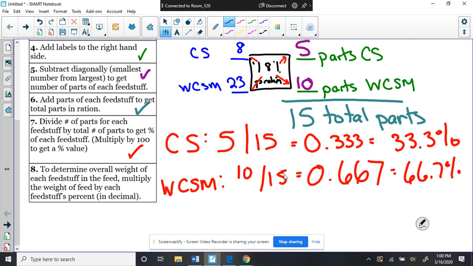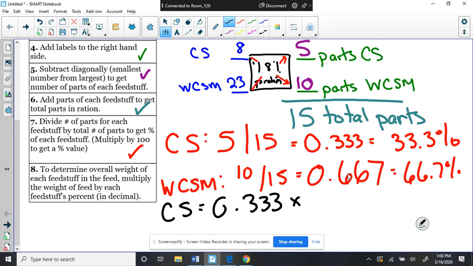So the last step says that to determine the overall weight of each feedstuff in the feed, because that's usually how we mix feeds is by weight, depending on how many animals we need to feed, we're going to multiply the weight of the feed by each feedstuff's percent in that decimal form. Okay, so if I do my corn silage, I have that as a 0.333. I'm going to multiply that by how much feed I want to create. This is something else that I would give you in a problem, and in our next video, you'll get that in a problem to see an example.